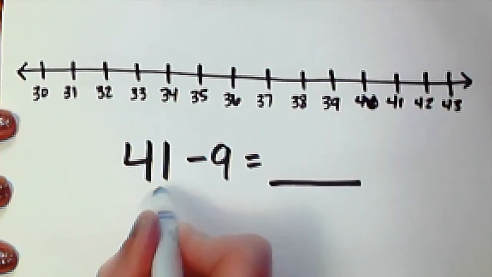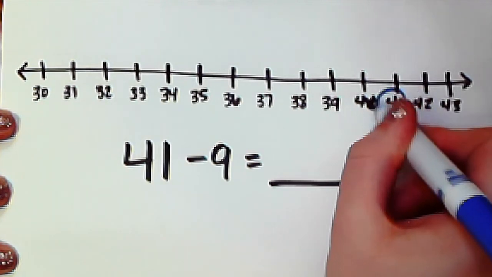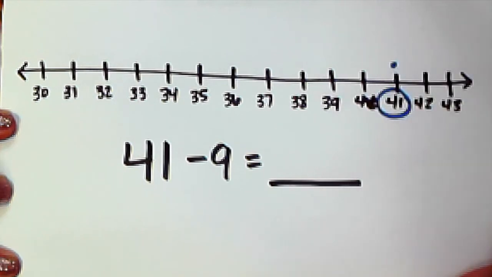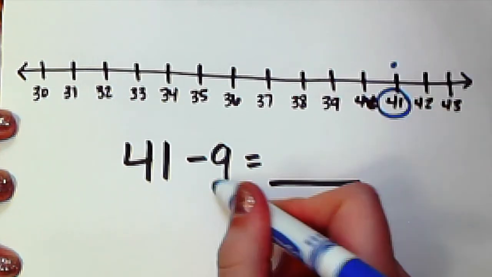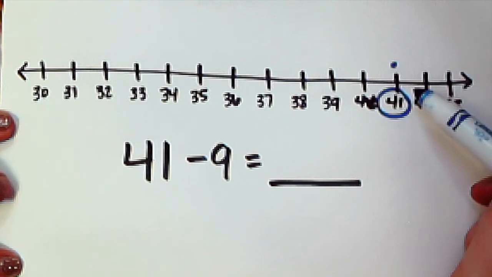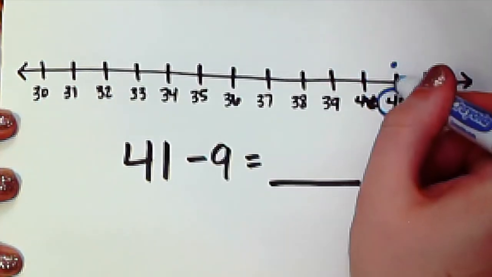Find 41 on the number line and draw a circle around it. There it is. You can also mark it with a dot. Now we're going to subtract 9 by drawing 9 humps, 9 toes, 9 fingers to the left. One by one.